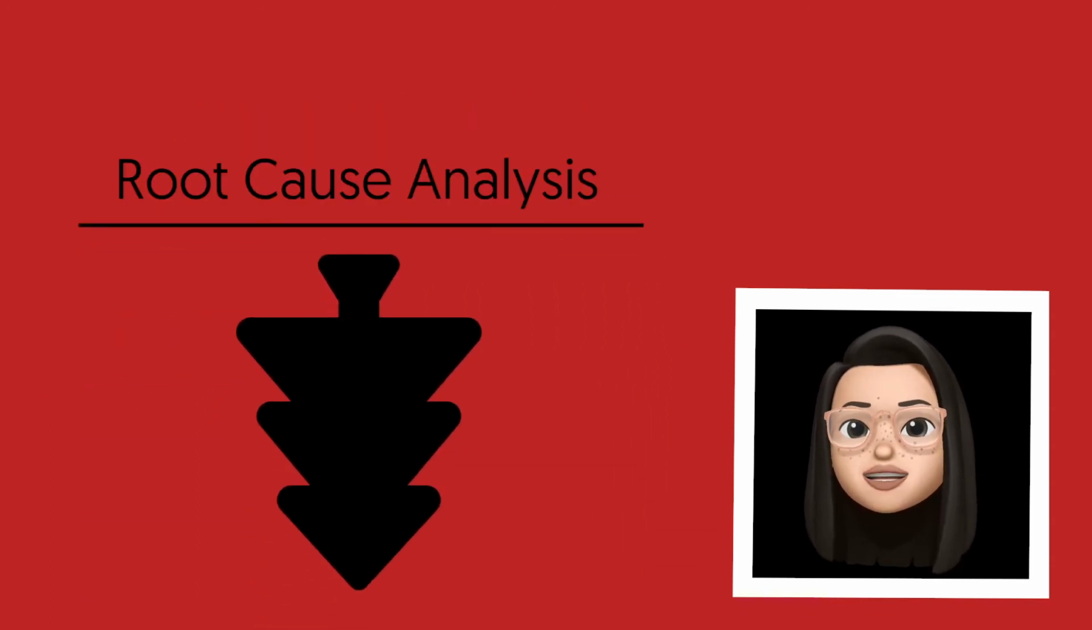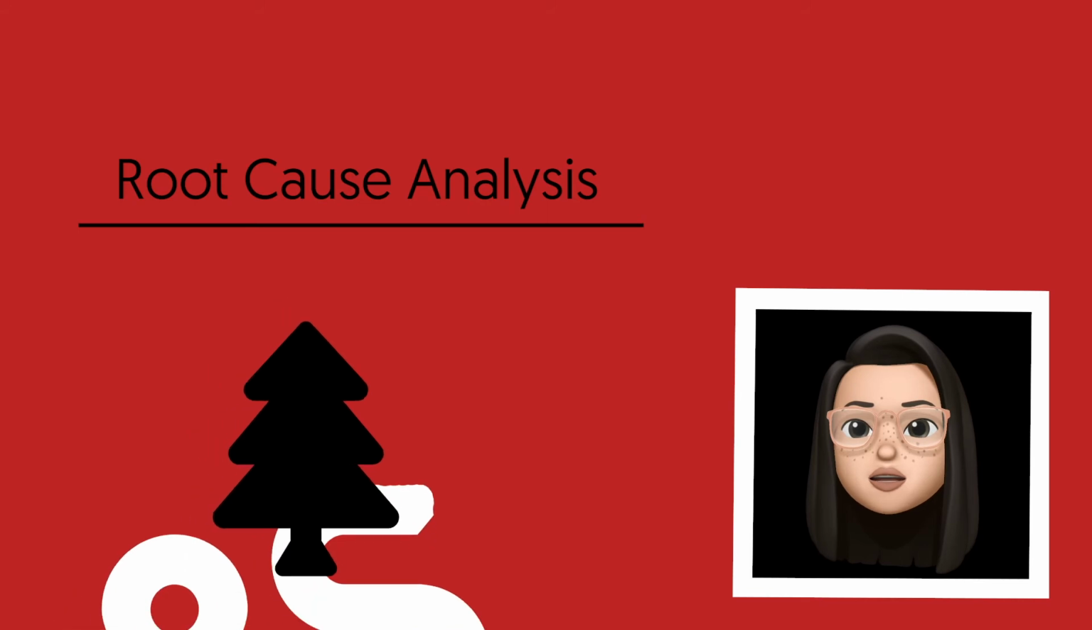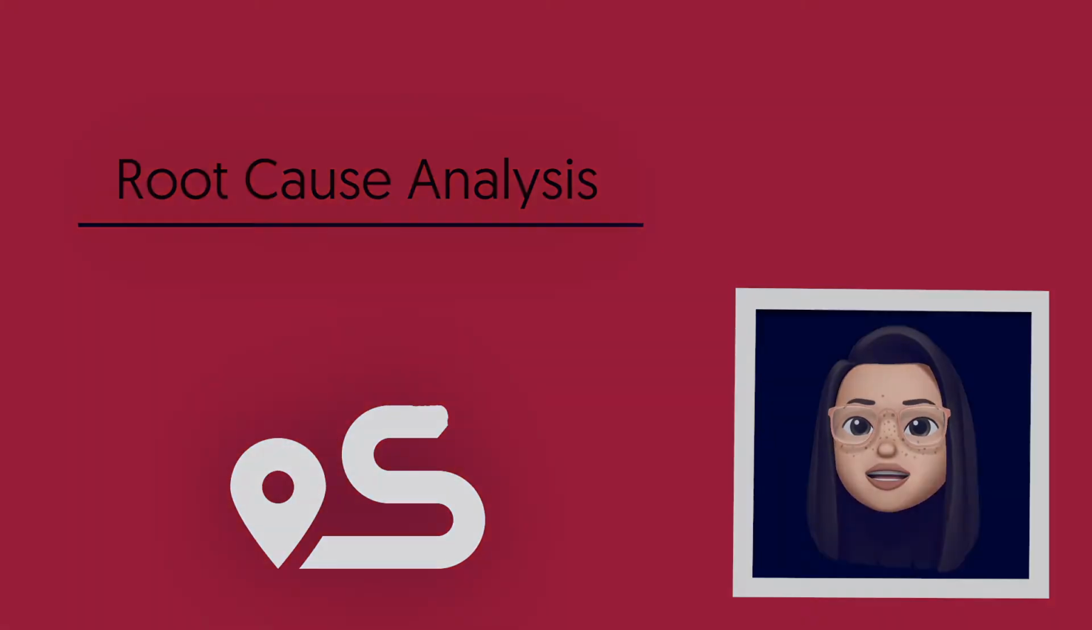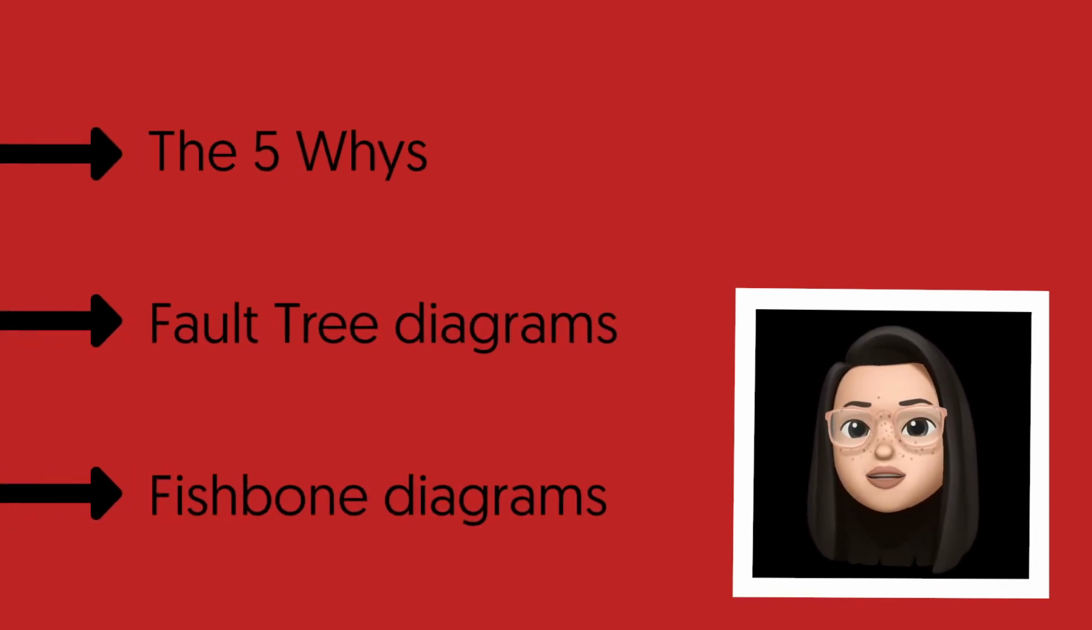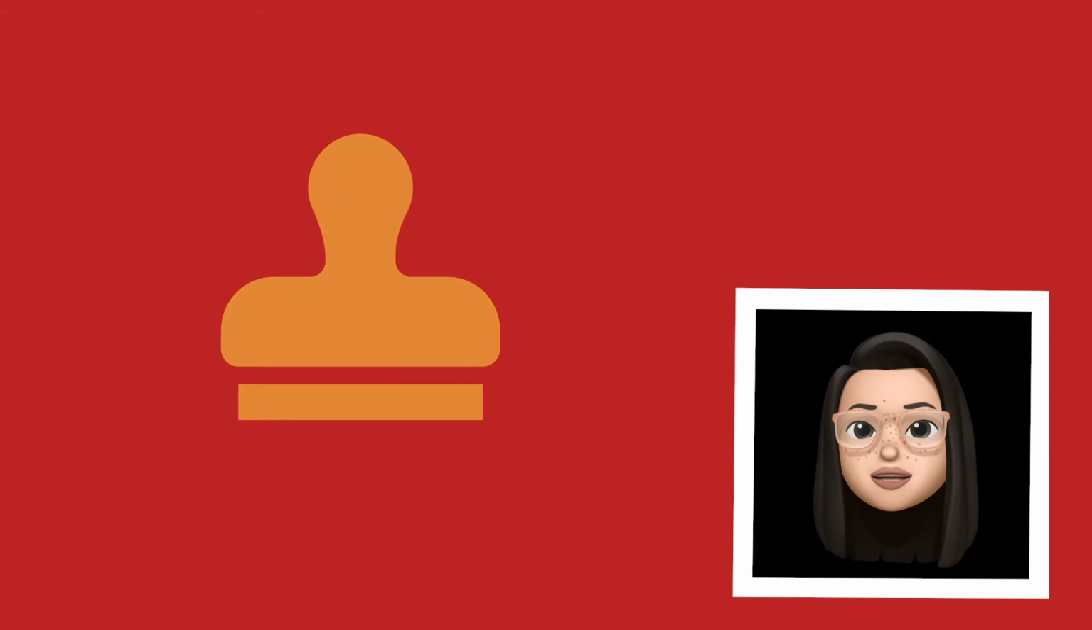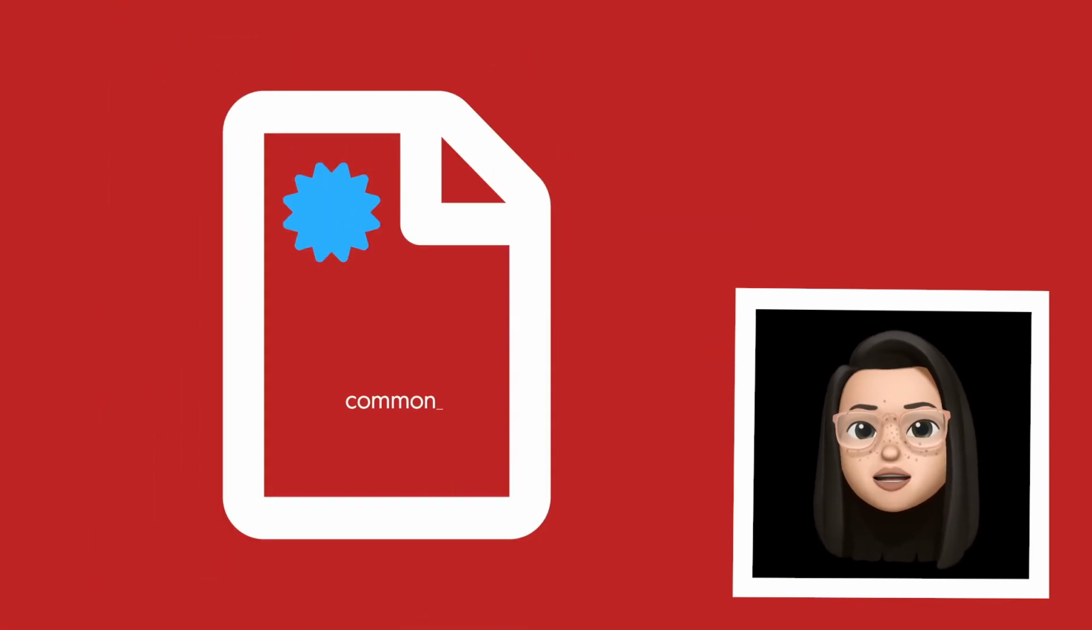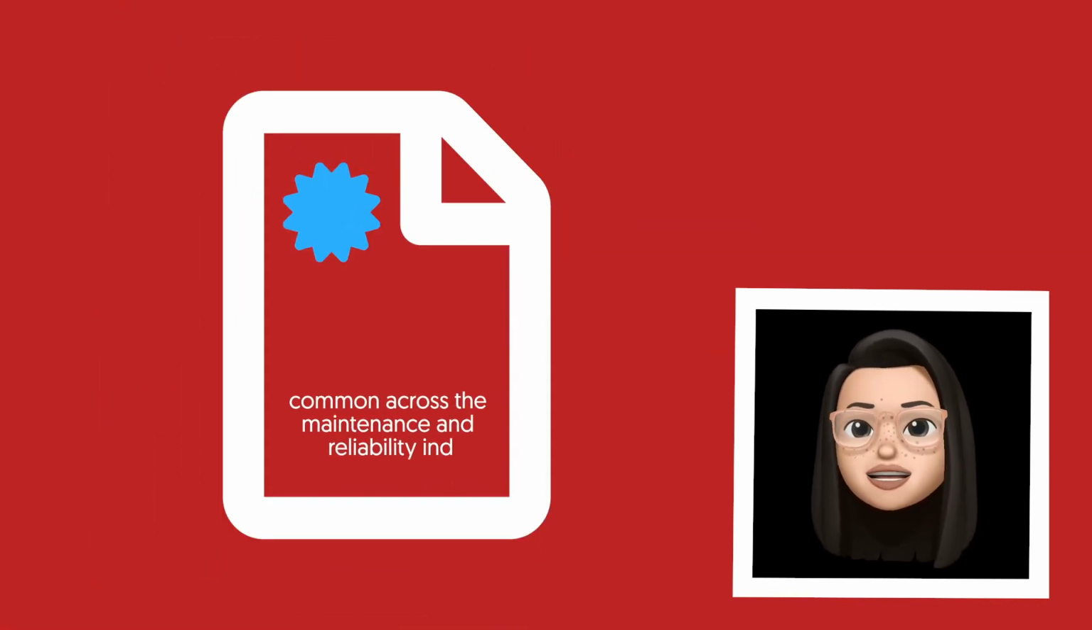The most common approach to failure analysis is root cause analysis, which works to identify the origin of any incident that happens. There are a few methods for root cause analysis, such as the 5 whys, fault tree diagrams, and fishbone diagrams. Finally, we went over standards and regulations that are common across the maintenance and reliability industry.